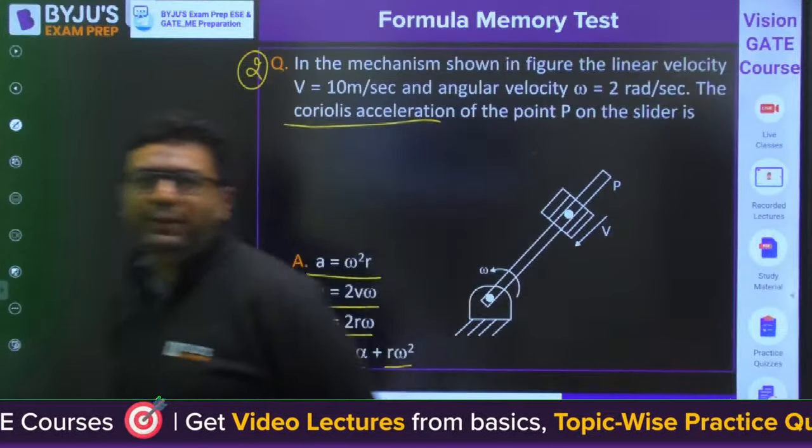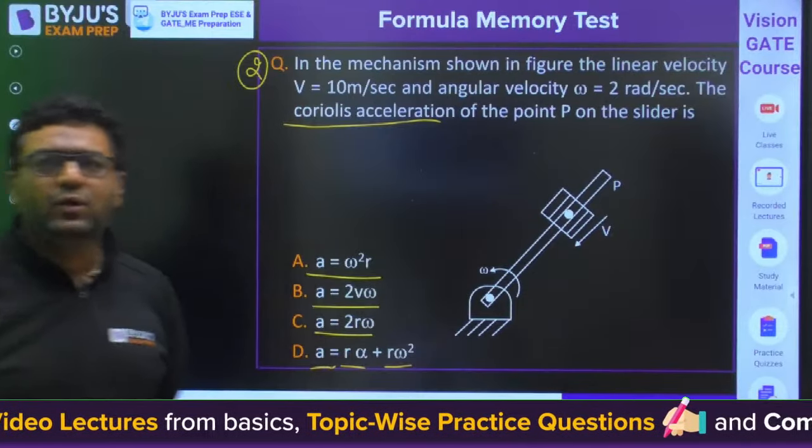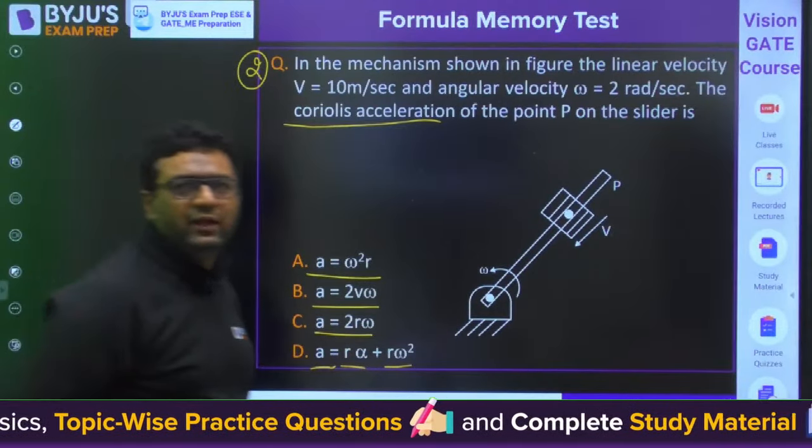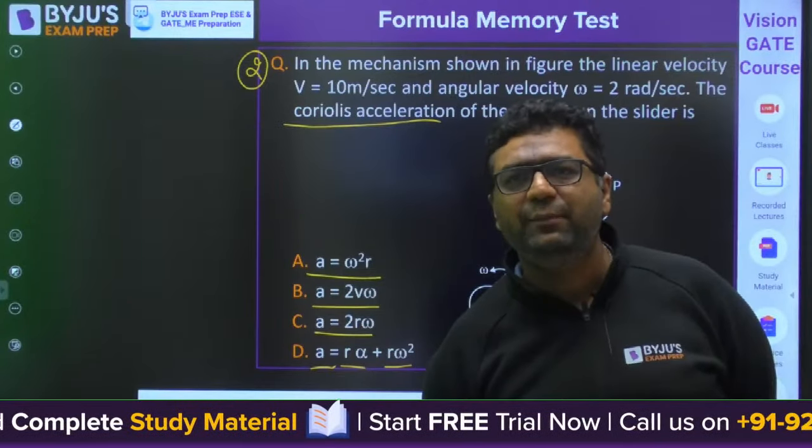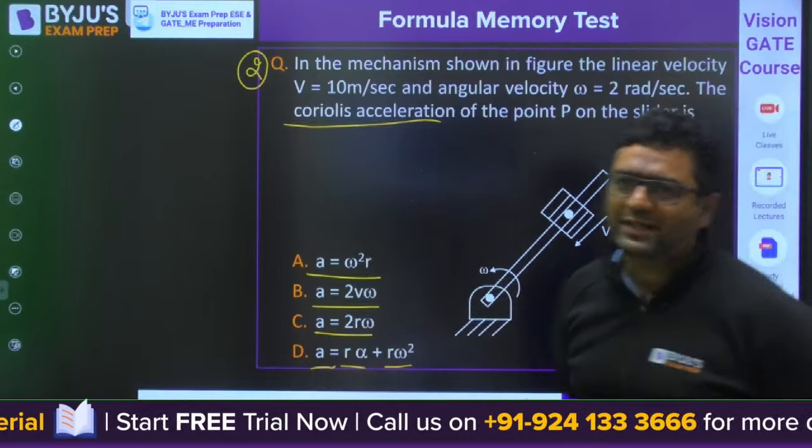So some are saying B, some are saying A. Okay, some are saying B, some are saying A. Very good. So Dhanesh is saying A, Akash is saying B, Rohit is saying B, Papa Ghoda is saying B.